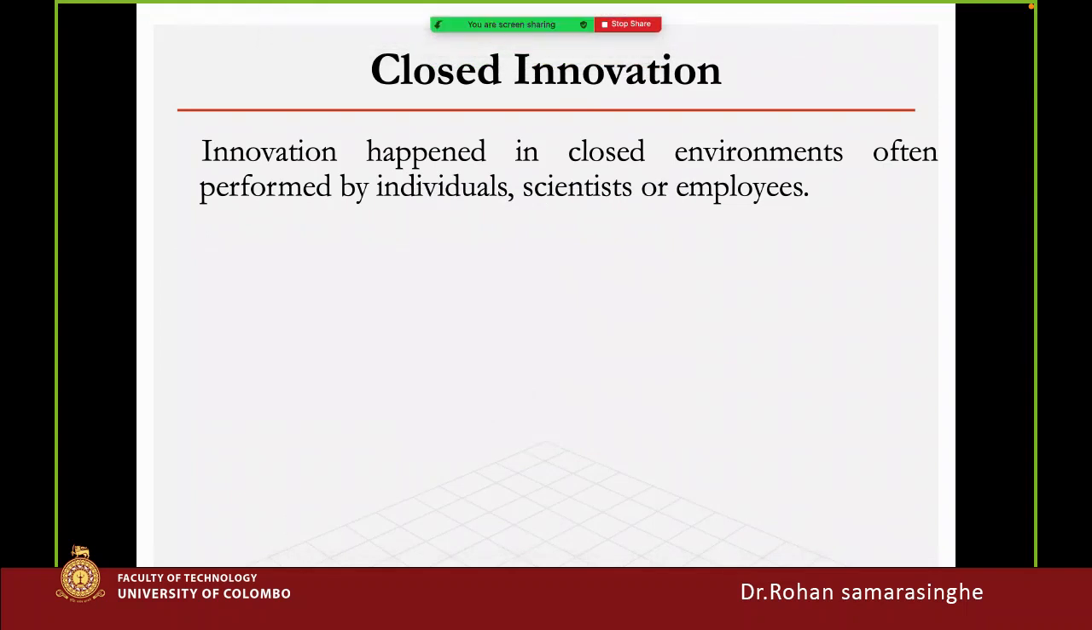Okay, then the closed innovation. This innovation happens in a closed environment, performed by the individuals and scientists of the R&D, especially the R&D department in the company. Consider a product like this: developing nuclear technology and nuclear weapons, and also arms and ammunition.